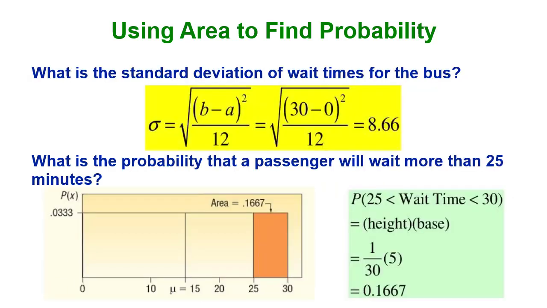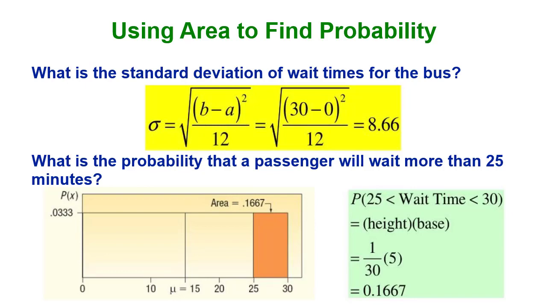Then, what's the standard deviation? Well, we use this funky little formula that we derived earlier in the video. If you sat through that boring spiel, and we put in 30 for B, 0 for A, we get 30, we square it, we divide by 12, we take the square root, and we get 8.66. So the standard deviation is basically 8.66 minutes.